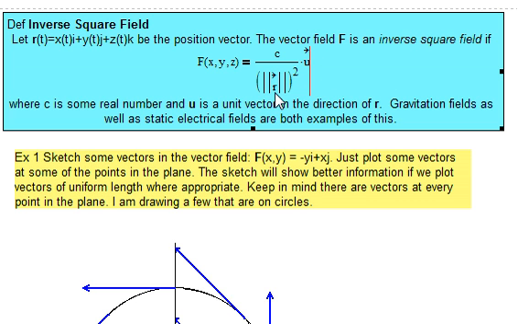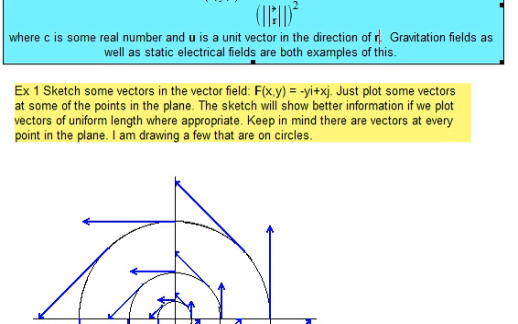times a unit vector, where c is some number, a constant, and u is a unit vector in the direction of r. So gravitation fields as well as static electricity fields are both examples of inverse square fields.